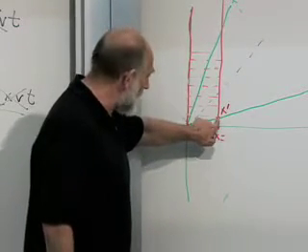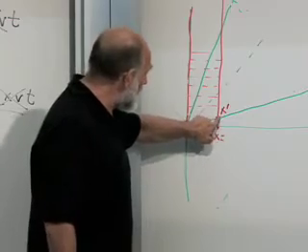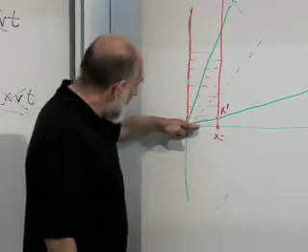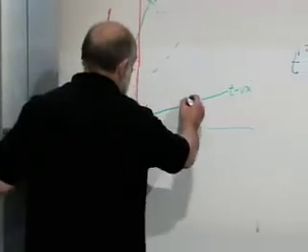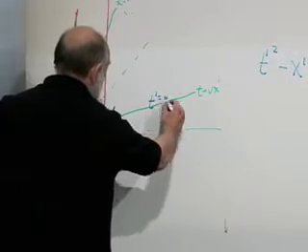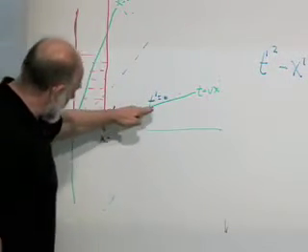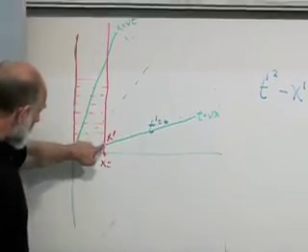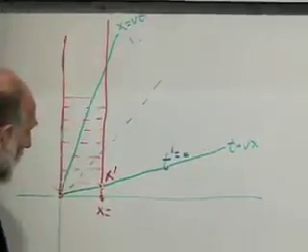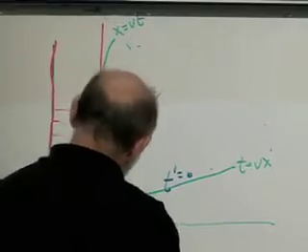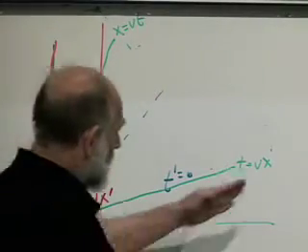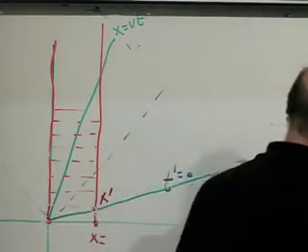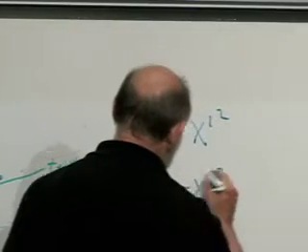But what's the t prime of this point? The t prime of this point is 0. This is the surface t prime equals 0. This whole surface corresponds to the origin of time coordinates for the moving observer. So along here, t prime is equal to 0, and the square of the proper distance from the origin is just minus x prime squared.